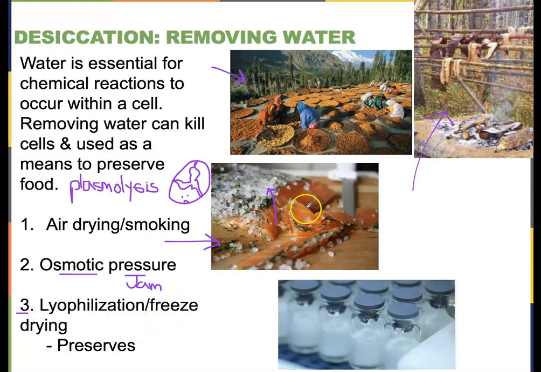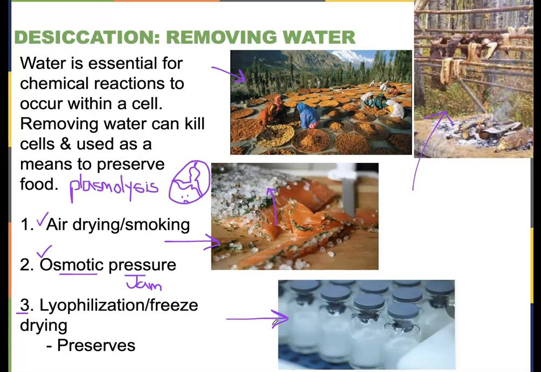And freeze drying is different than the rest because air drying and using osmotic pressure, like jams, like salts and sugars, those are aimed to kill the microbe. They are aimed to desiccate the tissue and also the microbes so they don't exist, and preserve. For lyophilization, this is freeze drying to preserve something like medicines or to preserve cells.